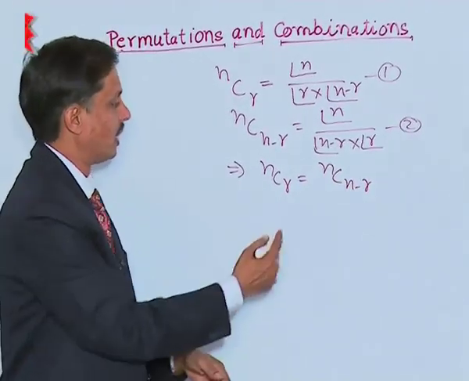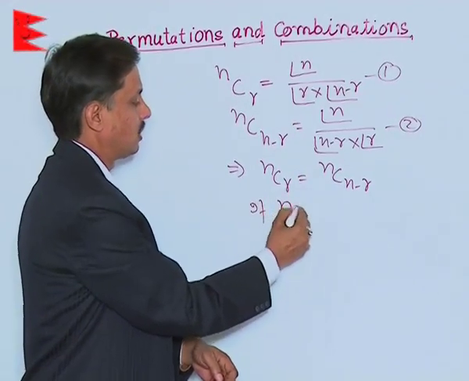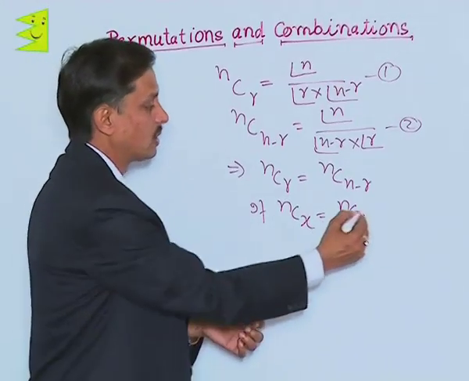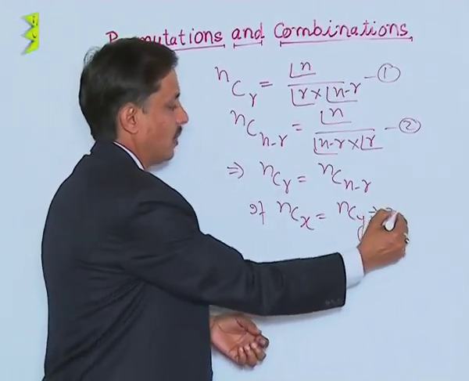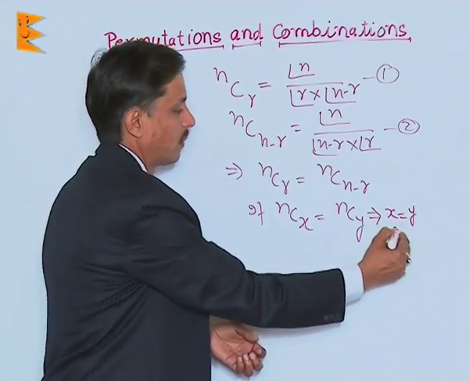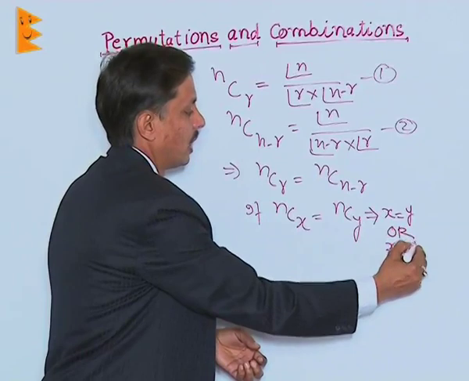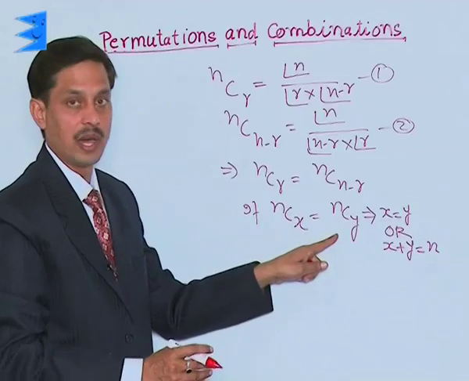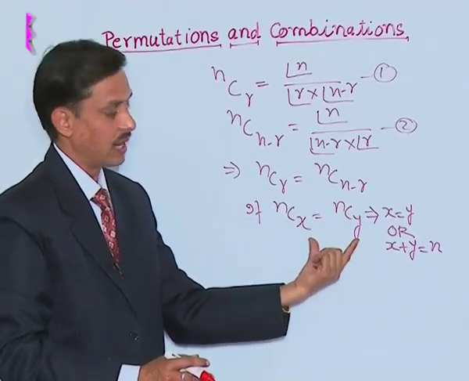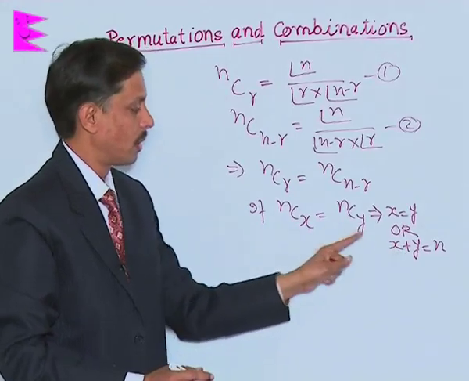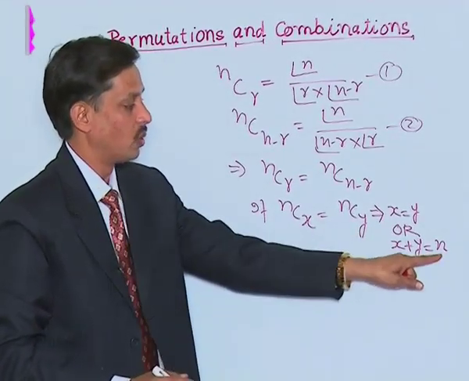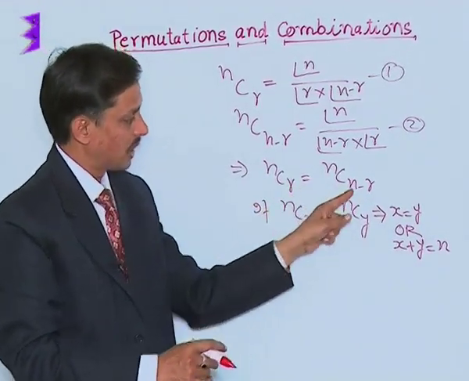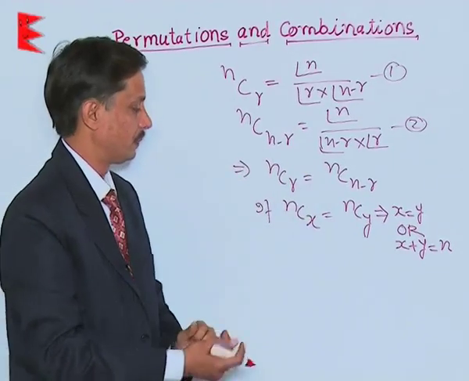Another property of the combination is that if nCx is equal to nCy, what does this imply? Either x is equal to y, or x plus y is equal to n. If nCx is equal to nCy, then what has to be? Either x is equal to y, or the sum of these two values x plus y should be equal to n. It is very clear from this conclusion that r plus n minus r is equal to n.